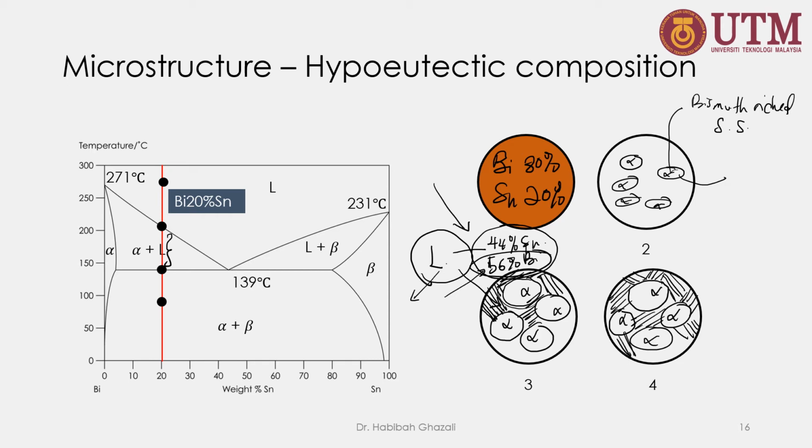So you will have something like that as your final microstructure. So this is a primary alpha, and this is a lamella of alpha and beta. So that's what is indicated here. You have a mixture of alpha and beta with different microstructure. So that is how the hypoeutectic composition microstructure is formed.